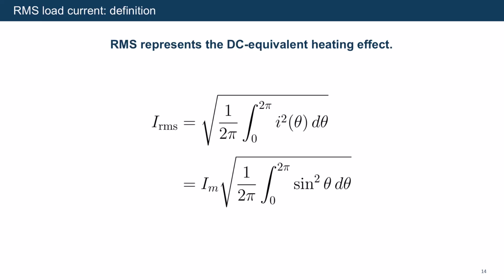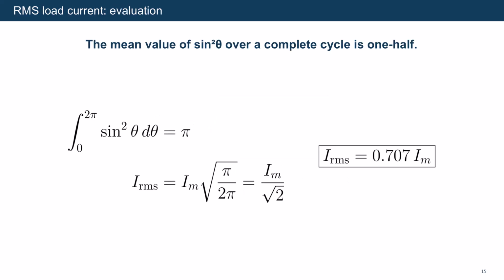RMS current is defined as the square root of the mean of the squared current. Squaring removes the sign difference between the two half cycles. We therefore integrate sine squared over the complete 2 pi interval and then take the square root. The integral of sine squared over a complete cycle is pi.